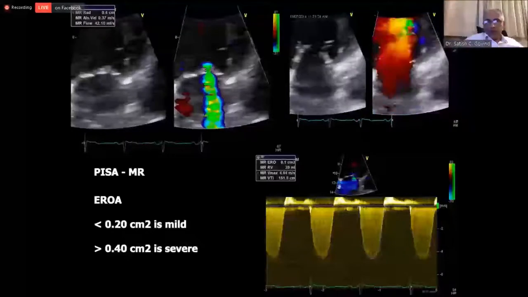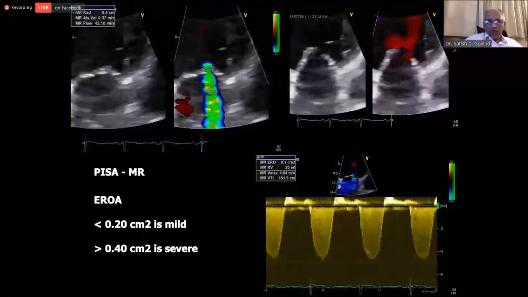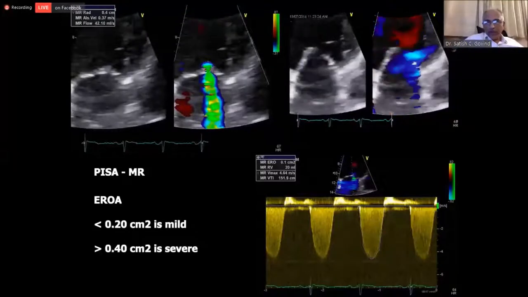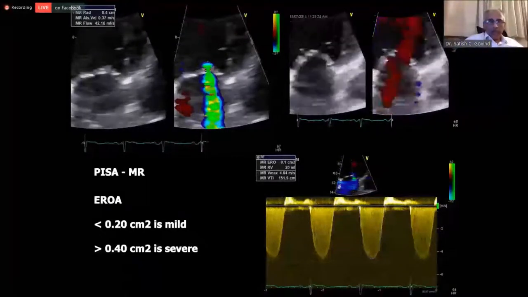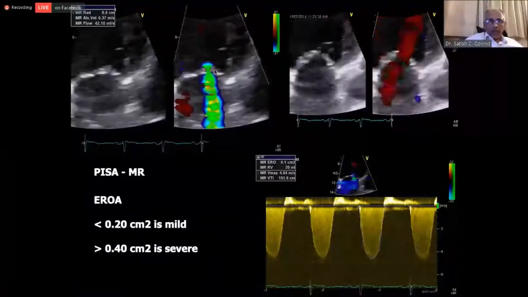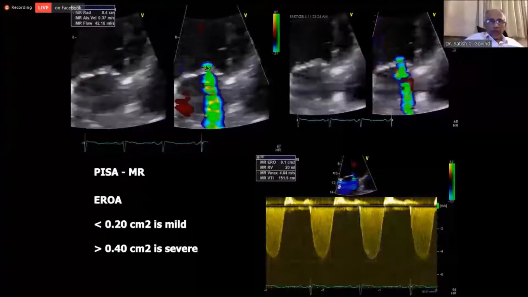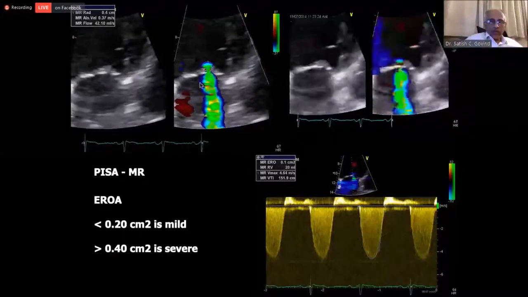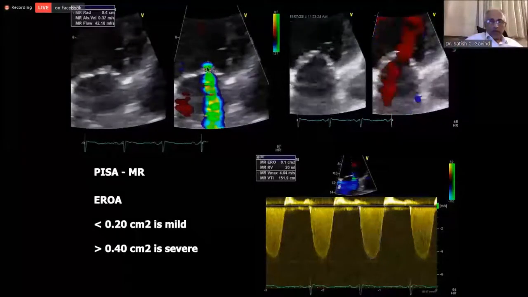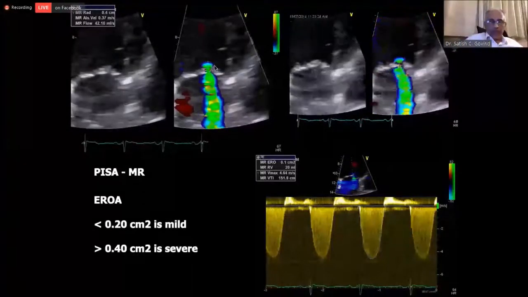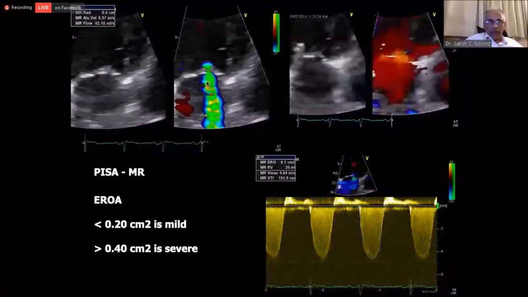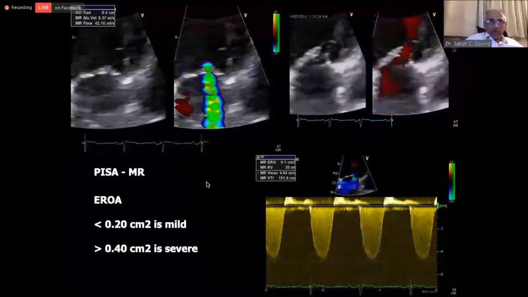Next is the much hyped and much talked about PISA. In terms of real life, not very great, mixed results. You need to have a good hemisphere. Only then does the PISA do well. When the orifice is not circular, then the PISA is not going to be reliable. So you have to be careful in terms of what anatomy you're dealing with. And if you feel that this is an anatomy where the orifice is less likely to be circular and more likely to be oval or elliptical, your PISA will not work and it can vary also. So just keep this in mind.